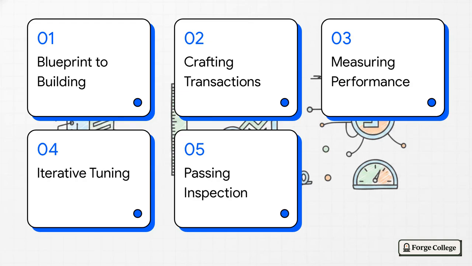So, here is our work order for today's shift. We are going to transition straight from those blueprints into actual building. From there, we'll craft some transactions, measure their raw performance, do some iterative tuning to speed things up, and finally, run through our final inspection to make sure this thing is road ready.